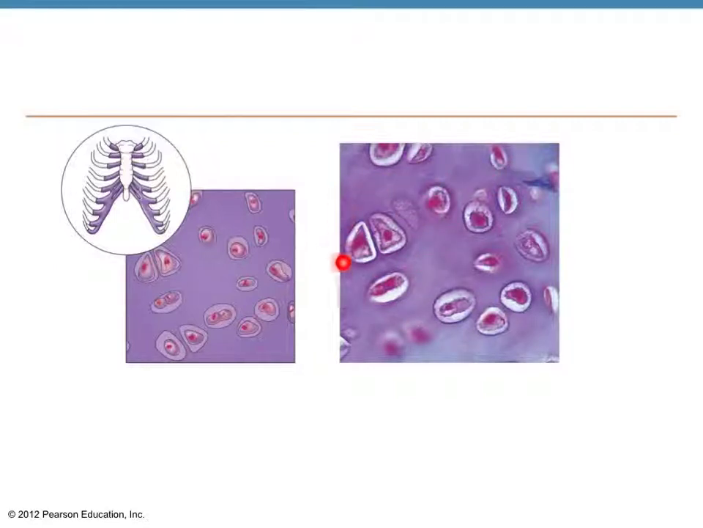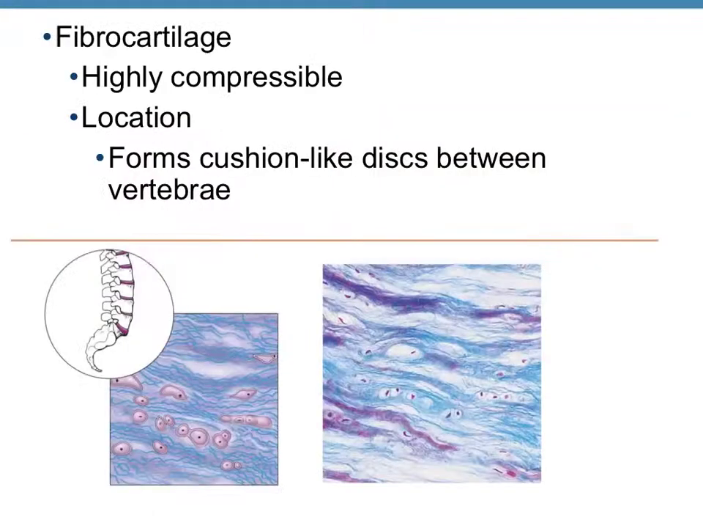It's the extracellular matrix. And the appearance of hyaline cartilage is very, very smooth. You won't see any fibers. In the next type of cartilage, you'll see a lot of fibers, and you'll be able to distinguish the difference.